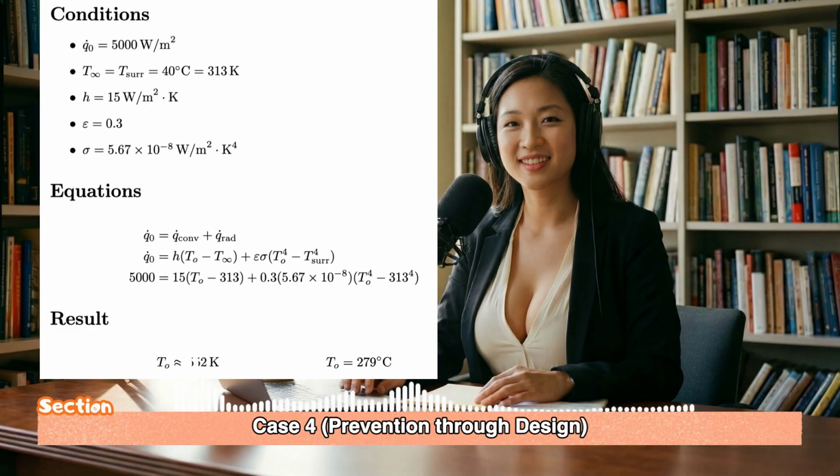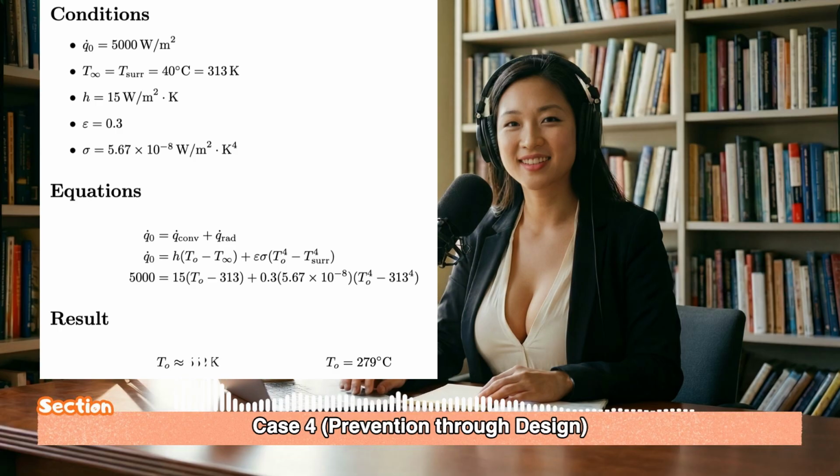This is a perfect heat balance problem. The incoming heat flux, that 5,000 watts per square meter, has to equal the outgoing heat transfer rate, which consists of simultaneous convection and radiation to the environment. Correct. We know the surface emissivity is 0.3 and the convection coefficient is 15. We just set up the balance: incoming heat flux equals convection loss plus radiation loss, and we solve for the unknown surface temperature, T_o.